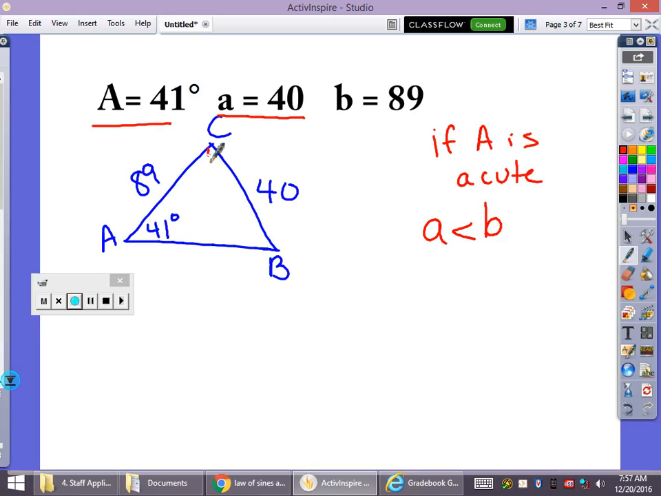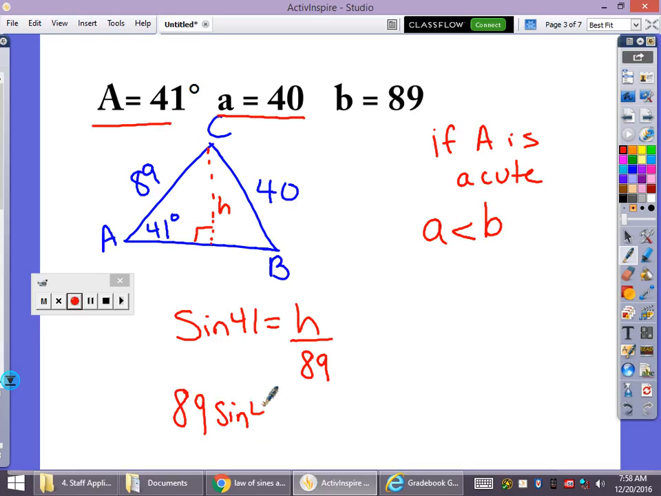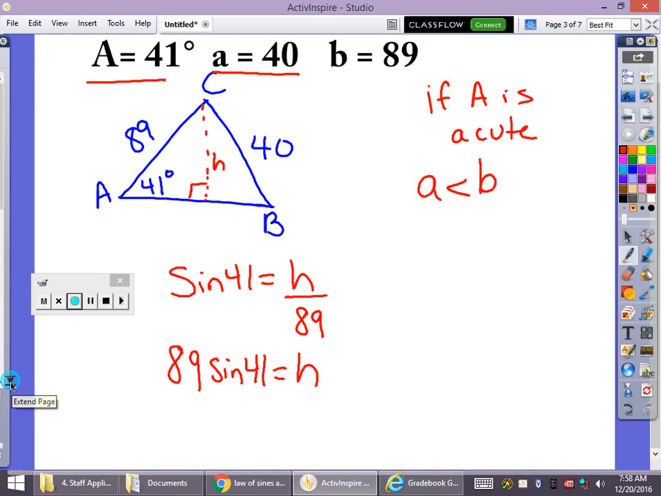So we're going to put in our height. And how would I find H? What would I do? I'm going to use basic trig because this is a right triangle. So I'm going to do the sine of 41 equals H over 89, which then becomes 89 sine 41 equals H. Type that in your calculator. Please make sure it's in degree mode.